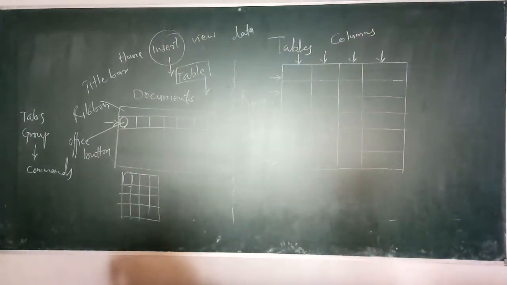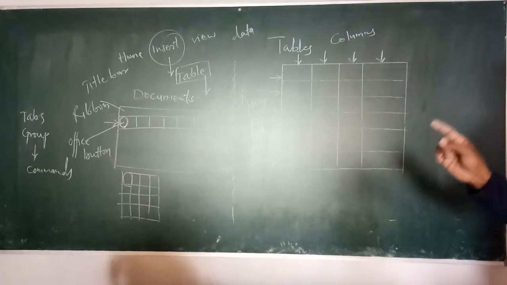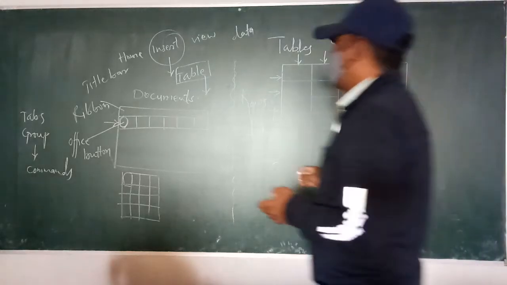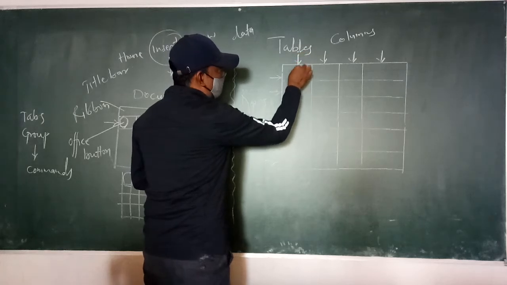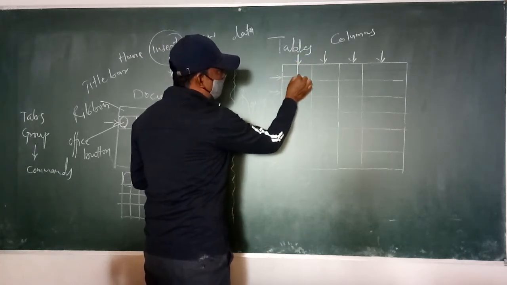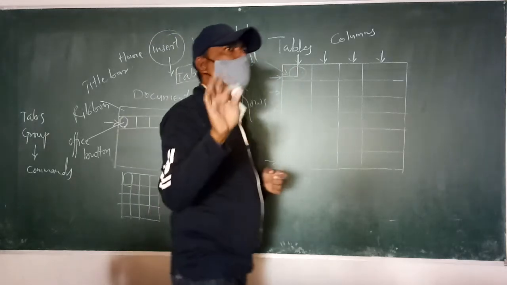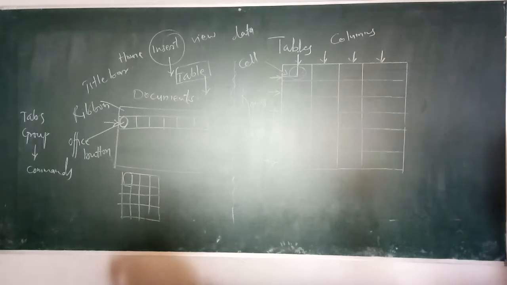Understood? So a table is created by using a number of rows and columns. Before creating a table, you have to decide how many rows and how many columns you require. Understood? The intersection of this column and this row is called a cell. We have already learned this in Microsoft Excel also. The intersection of a row and a column is called a cell.